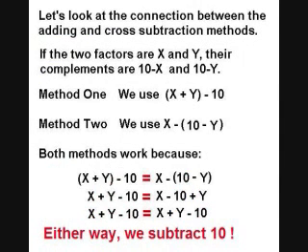Let's look at the connection between the adding and cross-subtraction methods. If the two factors are x and y, their complements are 10 minus x and 10 minus y. Using the earlier method 1, we use x plus y minus 10, and by method 2, we use x minus (10 minus y). Both methods work because we are subtracting 10 in either case. Note that when you subtract a minus y, you end up with a plus y.